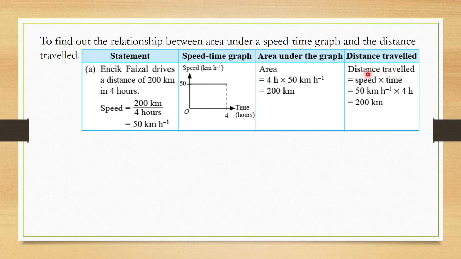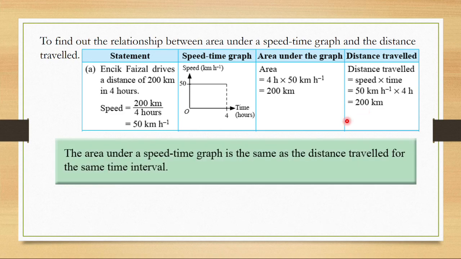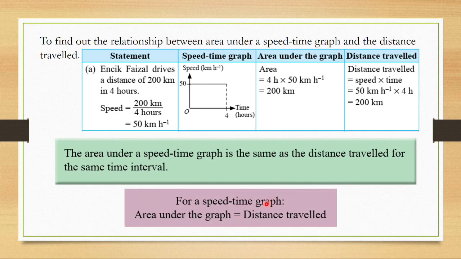Okay, so distance traveled, D, is equal to S times T, speed times time. So 50 times 4 is equal to 200. Therefore, from here, we know that the area under a speed time graph is the same as the distance traveled for the same time interval, this part. Whenever they ask you what is the distance for a speed time graph, you just find the area under the graph. So for a speed time graph, area under the graph is equal to the distance traveled.